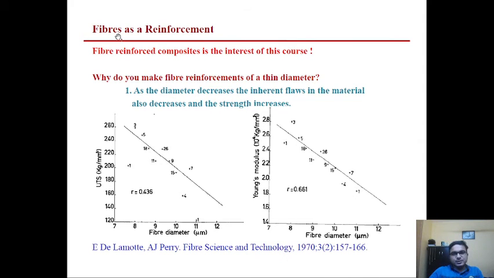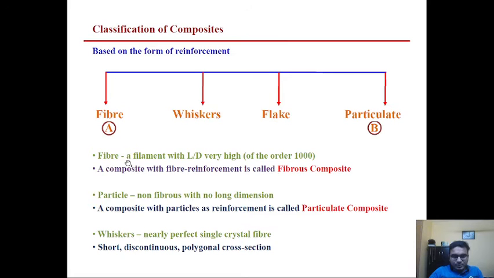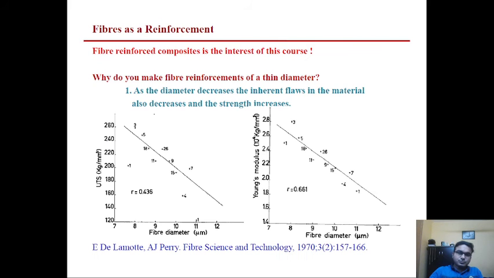Now, fibers as reinforcement. Why do we make fiber reinforcement of a thin diameter? We are at the point of why fibers are filaments with a very high L/D ratio. The reason we will see is why fibers are of very small diameter and very long. This is justified here: as the diameter decreases, the inherent flaws in the material also decrease and strength increases.